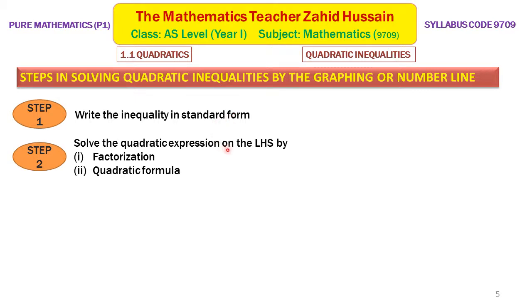Step 2: solve the quadratic expression on left hand side. After writing the inequality in standard form, we will solve the quadratic expression on left hand side by factorization method if the expression can be factorized. If factorization is not possible, then we will find the values of x by using quadratic formula.